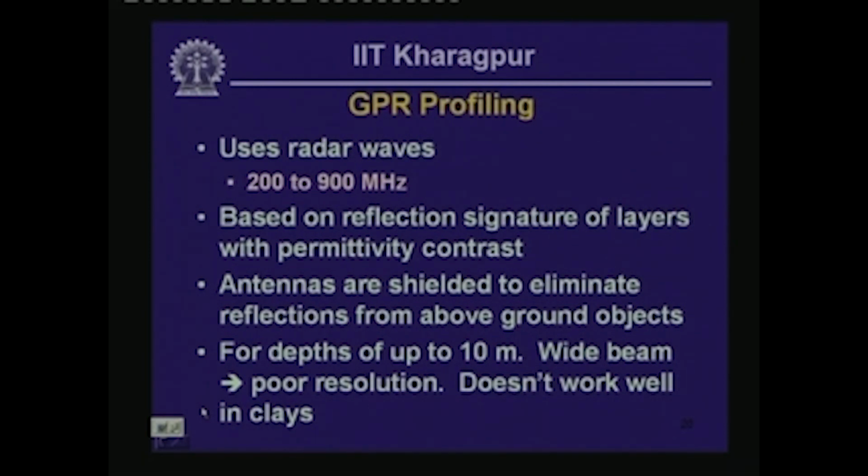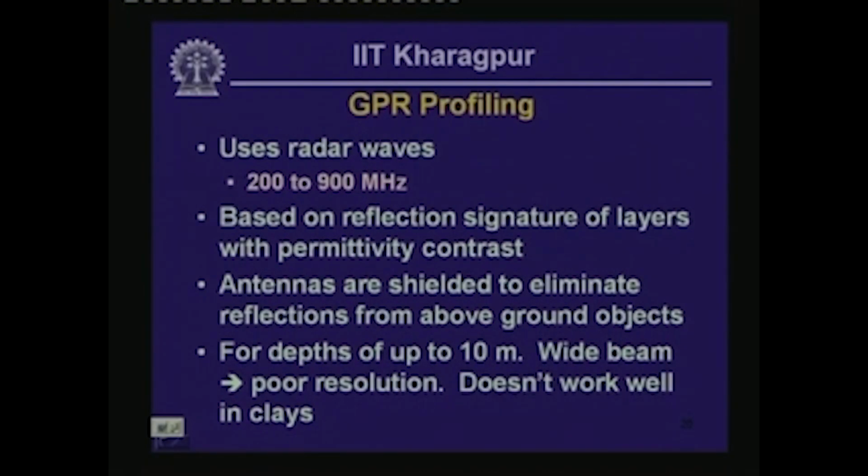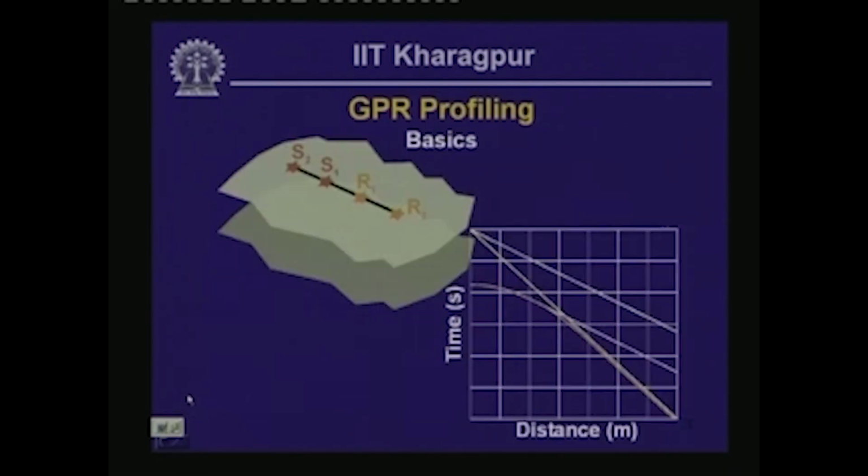Here we make use of radar waves between 200 to 900 megahertz, and we use the reflection signature as we have indicated. The antennas are shielded to eliminate reflection from above ground objects, and typically the depth sampled is less than or equal to 10 meters. The resolution is not very great in this case, and it does not work well for many absorbing soil types such as clays.